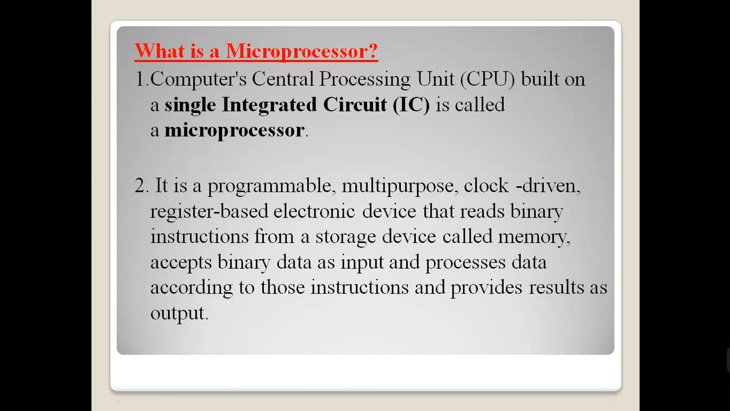The next one: a microprocessor is a programmable, multi-purpose, clock-driven, register-based electronic device, because the microprocessor reads binary instructions from a storage device called memory. We know that binary instructions can only be stored in memory. It accepts binary data as input, processes the data according to the instructions, and executing those instructions provides some useful result. The result is called output. So this is our definition of microprocessor.